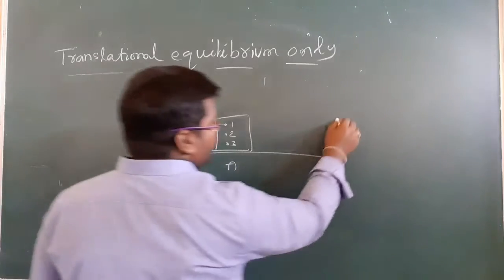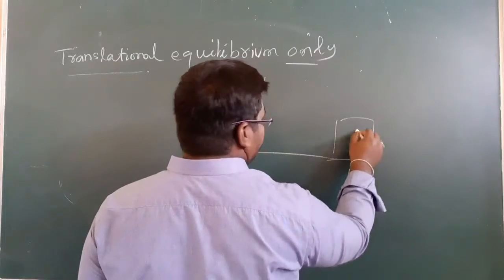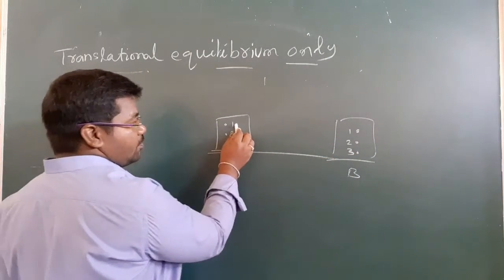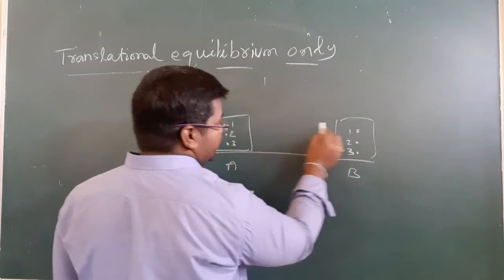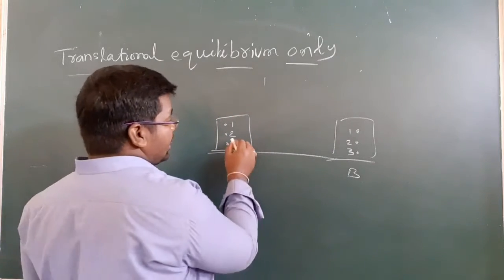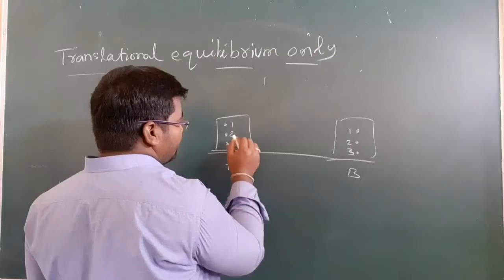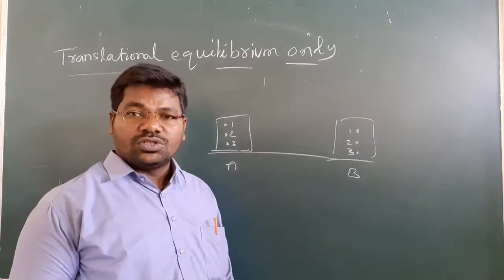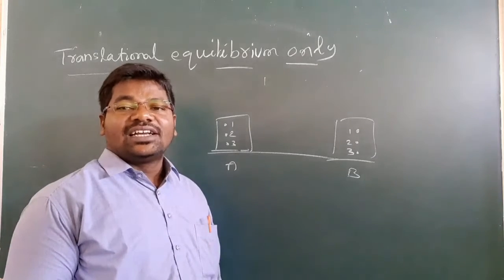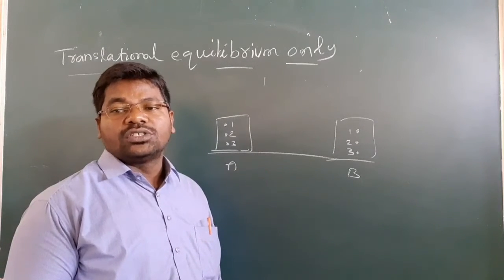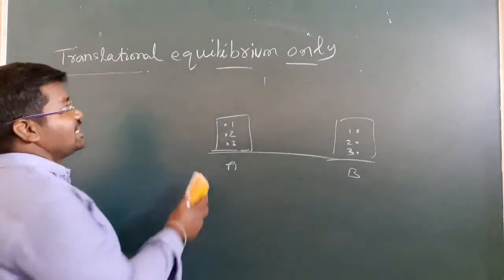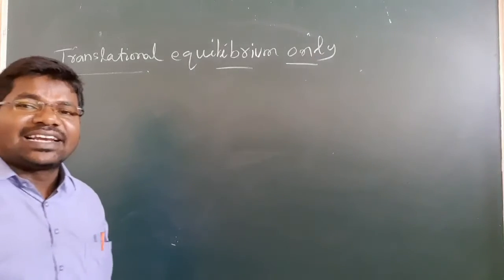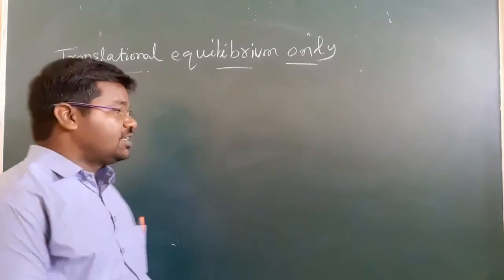Another example, consider a cube, with points 1, 2, 3, and consider point A and point B. See here, we can move this body like this, which is in motion. In this case every point will execute linear motion. We can say this type of motion is translational motion.